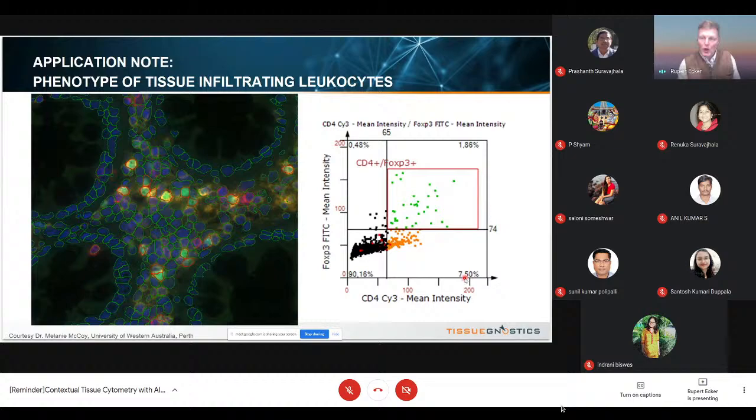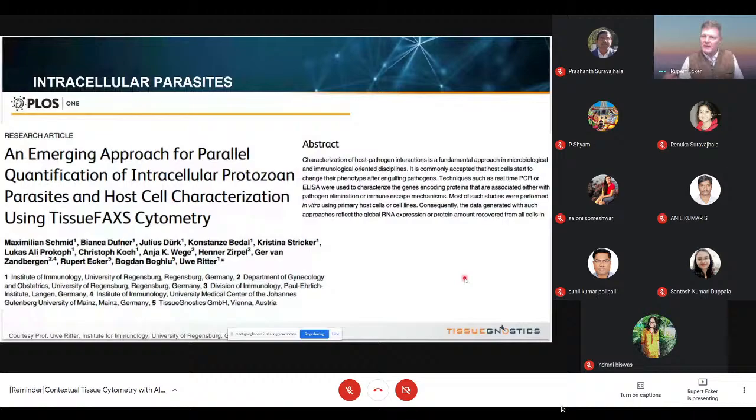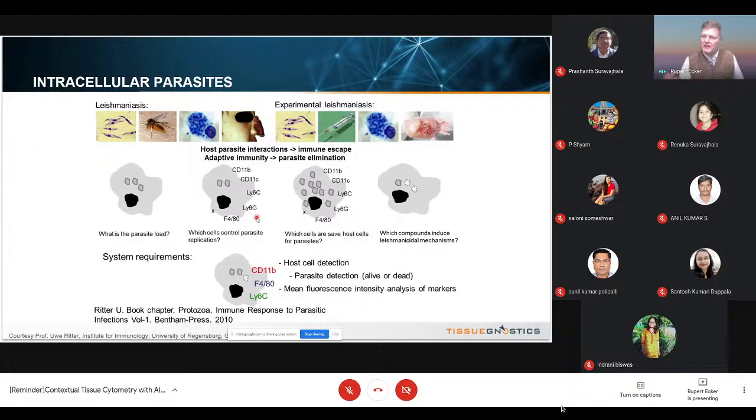Now, we have seen that we can analyze molecular markers, proteins, on single cell levels, be it in the nucleus or in the cytoplasm. We can also analyze subcellular components or structures inside the cell, like, for example, FISH, fluorescence in situ hybridization, or RNAscope. I would like to show you here, however, an example which might be of interest in particular for India, which is intracellular parasites. It's the example of Leishmaniasis. This has been developed in collaboration with the Institute of Immunology in Regensburg in Germany.